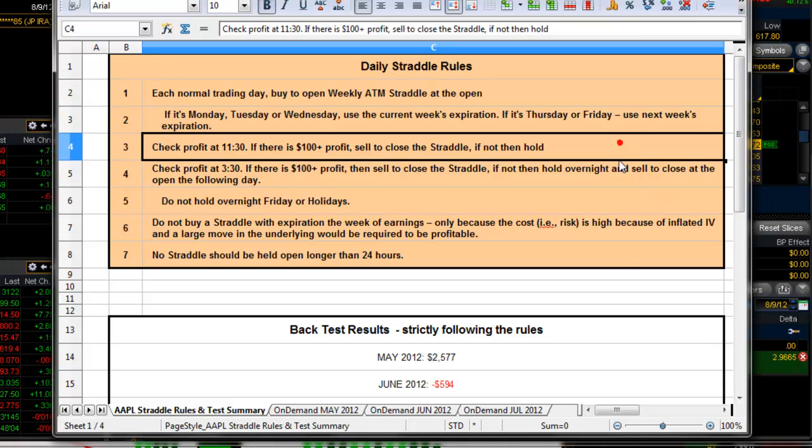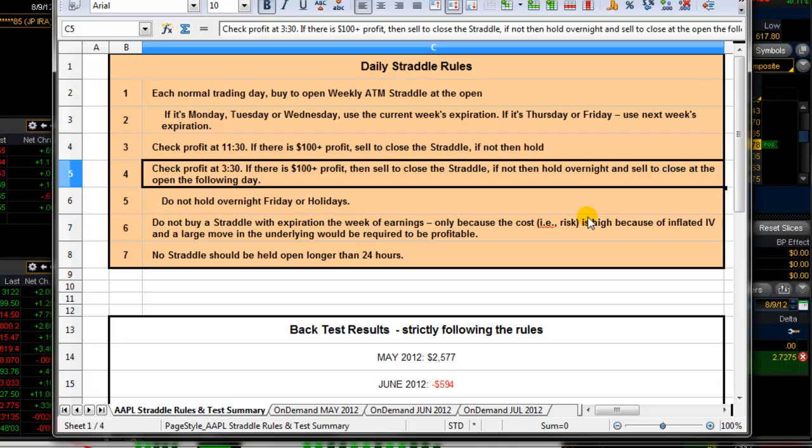All right, so after you've got it open now, at 11:30, you would go and take a look to see how you're doing. If you have $100 plus in profit, then you would close the straddle. If not, then hang on to it. Go take a break, go for lunch, whatever you want to do. At 3:30, come back. Take a look at it again. If you're at $100 plus profit again, you would sell and close the straddle. If not, then you would hold overnight and sell to close at the open the following day.